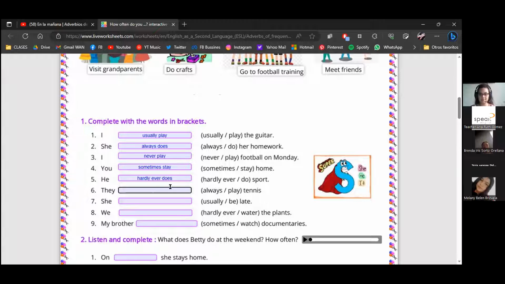They always juega tenis, play o plays. Ellos, yo creo que play, debe de ser porque como son ellos. No estoy seguro. Ya nos va a sacar esta cosa. Solo Nancy va a poder ver.